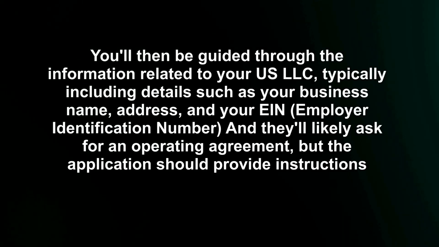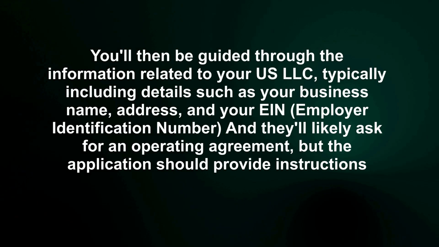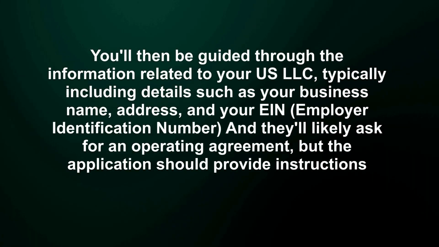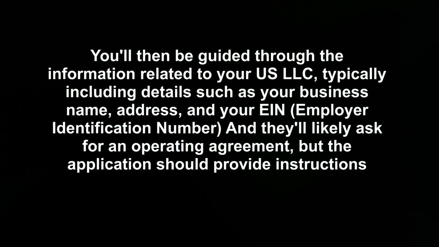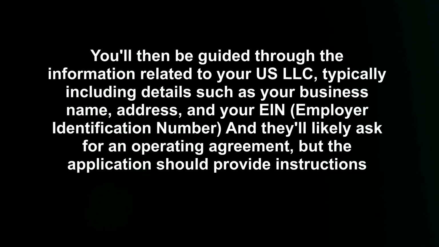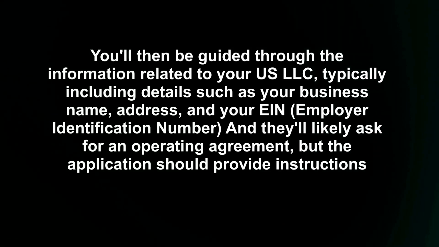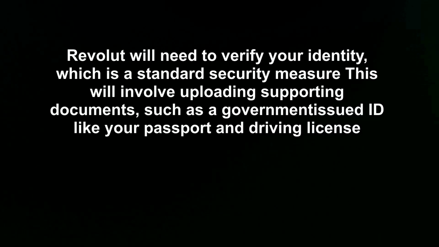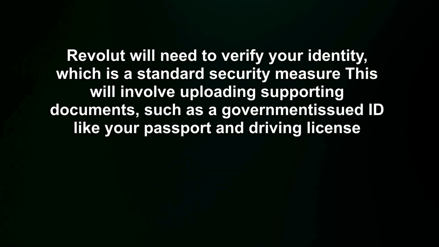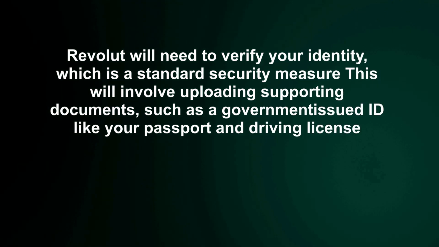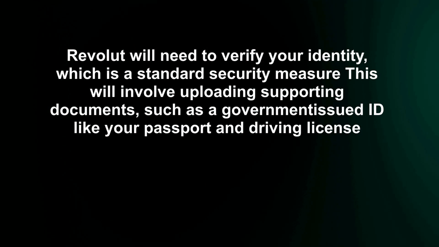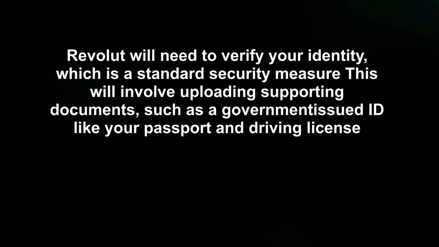You'll then be guided through the information related to your US LLC, typically including details such as your business name, address, and your EIN, employer identification number, and they'll likely ask for an operating agreement, but the application should provide instructions. Revolut will need to verify your identity, which is a standard security measure. This will involve uploading supporting documents, such as a government-issued ID like your passport or driving license.